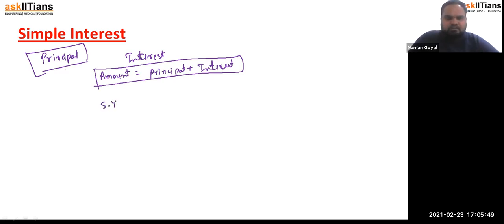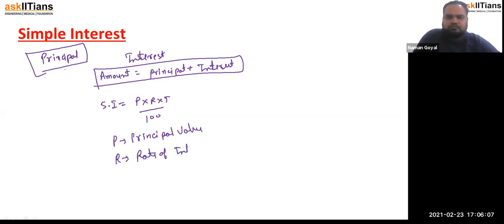For simple interest, there is a formula P into R into T upon 100, where P is principal value, R is rate of interest, and T is time. You can take time in years. It depends on the rate given in the question. Okay. Now we can do a question.